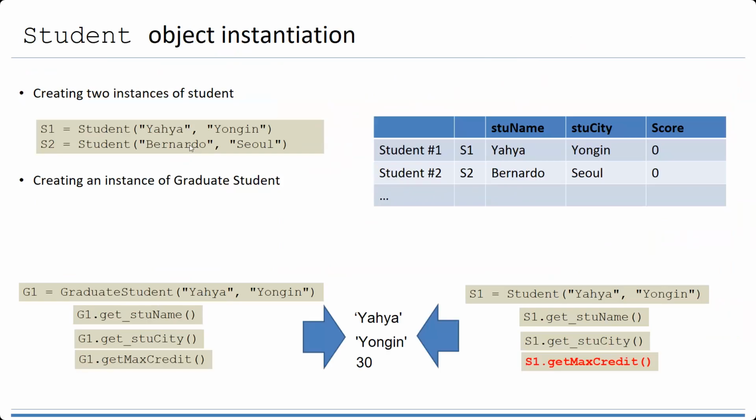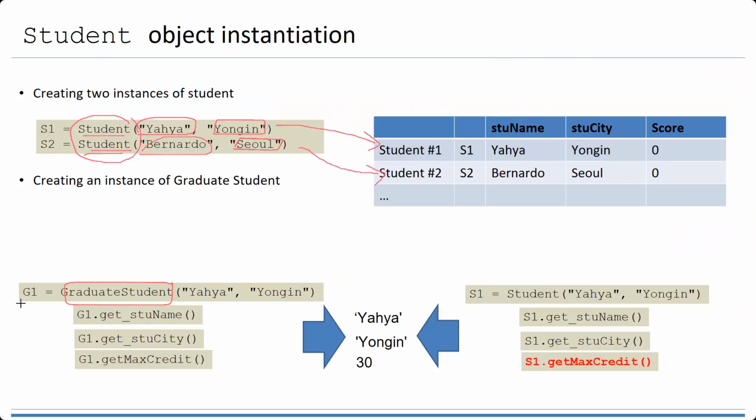Now, let's see. I can have two classes. Then I have instances about student, just a basic student. And I can also have an instance about the graduate student. So if it is a student, you already know, I can verify that the student name is Yahya and he lives in Yongin. And the second student is Bernardo and he lives in Seoul. So the data will be this one for the first student, and this is the second data.